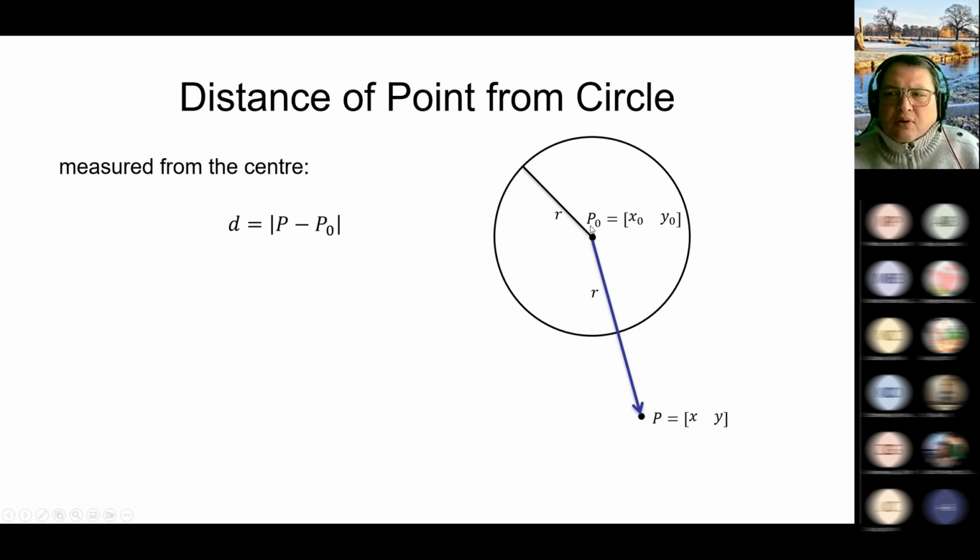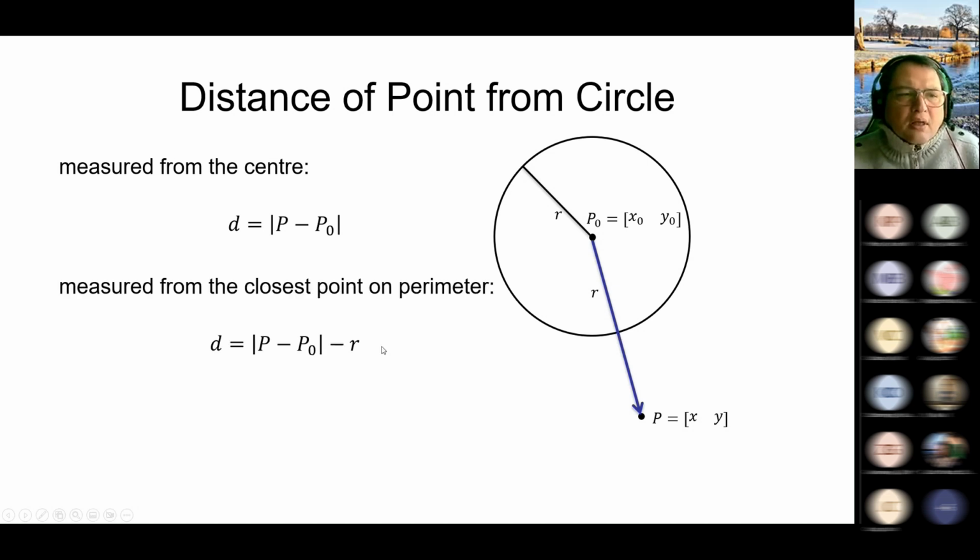But what if we really want the distance between the point and the surface of the circle? So this is the distance measured from the closest point on the perimeter of the circle, and the formula is very similar, but we have to subtract the radius. If we have all this distance here and we subtract the radius, what we are left with is just this distance here.